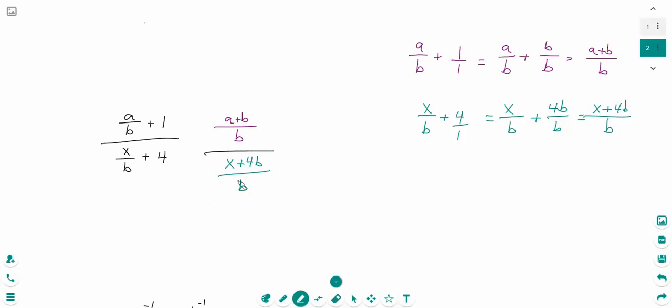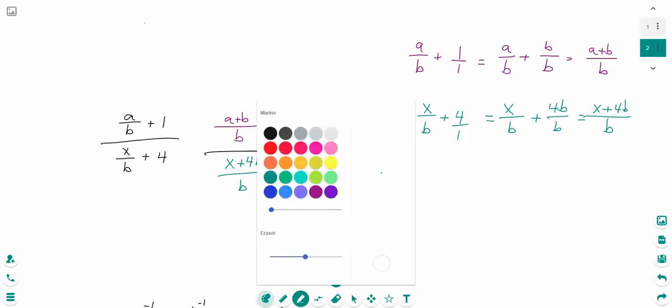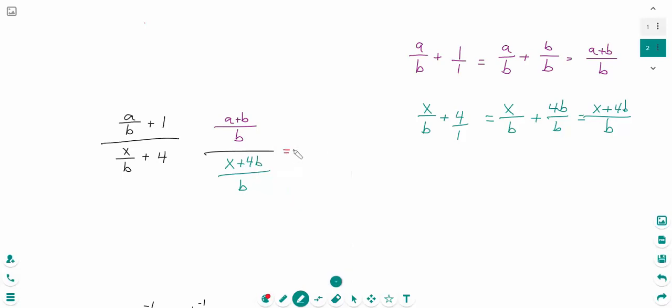Okay, so now we have it in the form that we want. 2 fractions: 1 fraction in the numerator, 1 fraction in the denominator. So now we're ready to go through business as usual. Let's go to red here. So what do we have? We have a plus b over b, and we're going to multiply that by the reciprocal here, which is going to be b over x plus 4b.